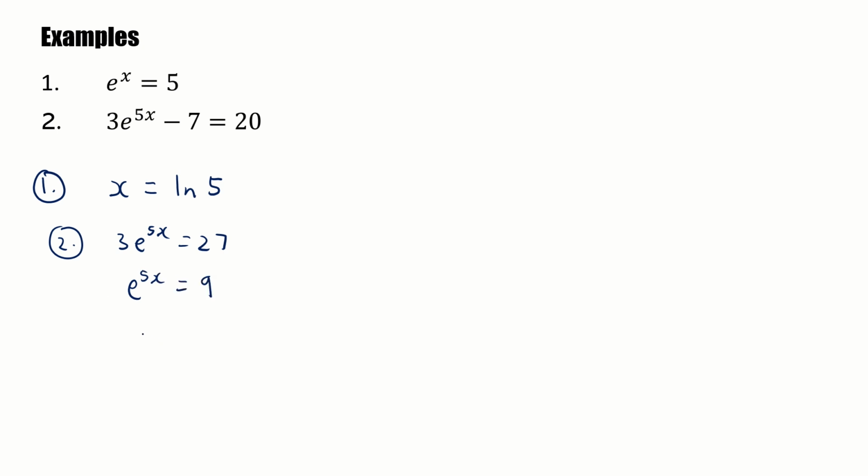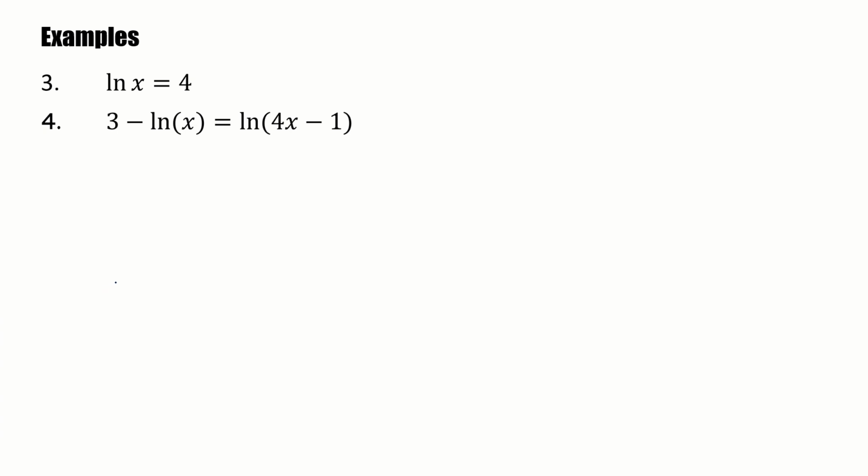And now we can use the natural logarithm, which will tell us that 5x equals ln of 9, and therefore we can divide both sides by 5 to get the answer in exact form being x equals 1/5 lots of ln 9. And then of course sometimes we have to go in reverse.